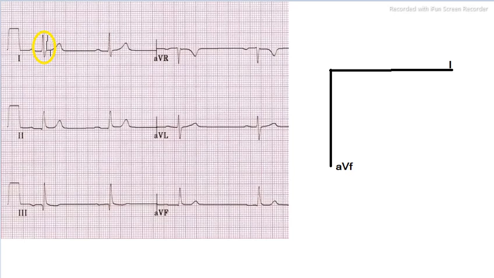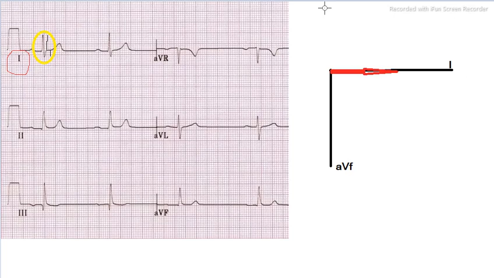So when we plot that, this is lead 1. In lead 1, when I draw that vector representation in the positive direction, it will be like this. The vector representation in lead 1 will be like this, isn't it? So this is the QRS vectorial representation in lead 1.